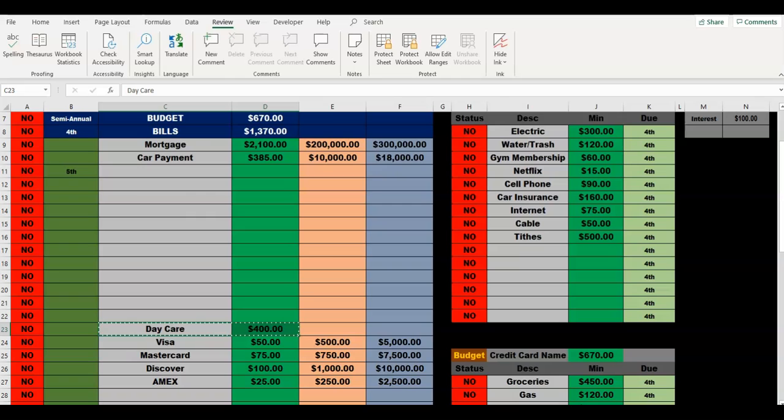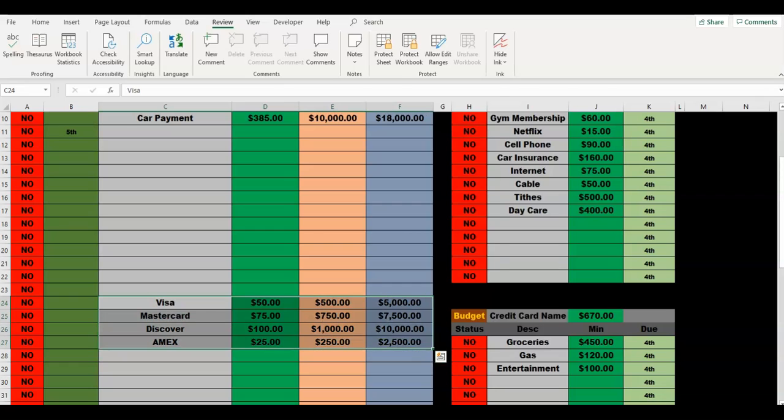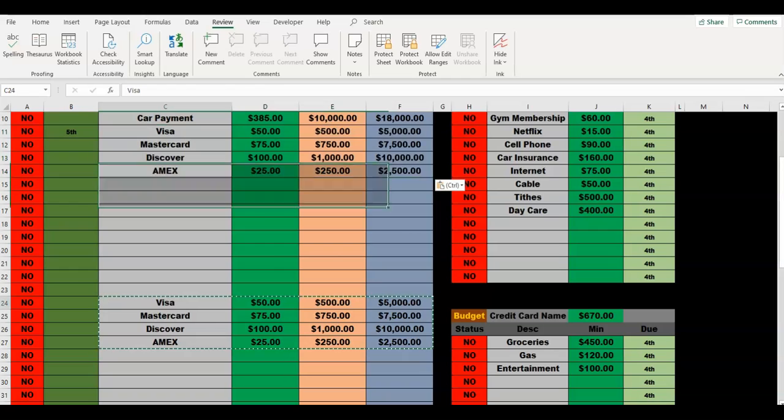Daycare, childcare. If it can be paid with a credit card, it'll be moved over here. If it couldn't, it would stay here. We're going to assume that we can pay this with the credit card. And these, obviously, credit cards can't be paid. You have to pay those out of the account.